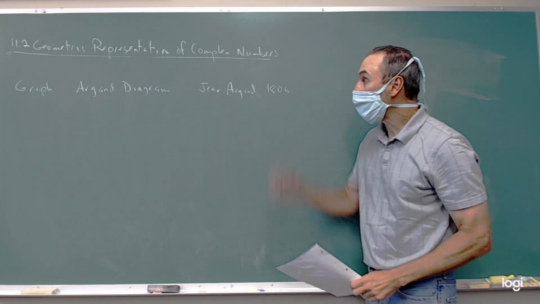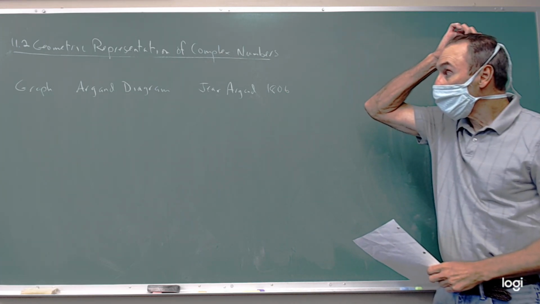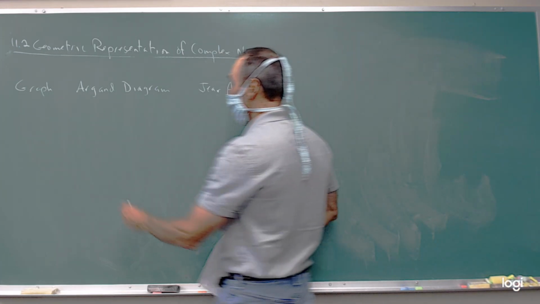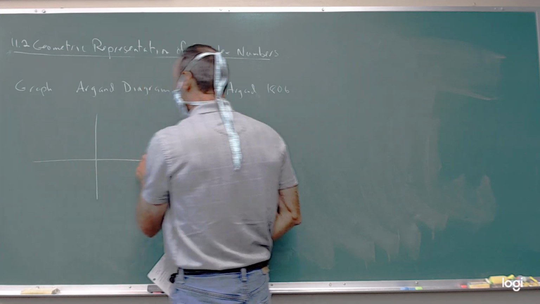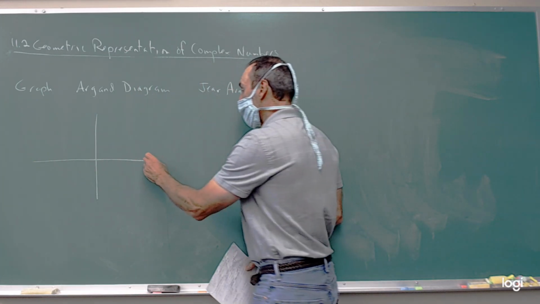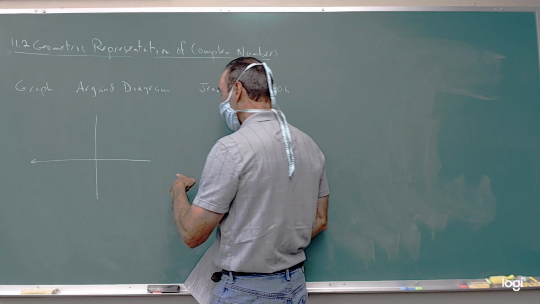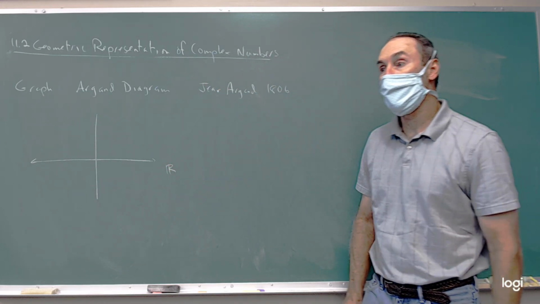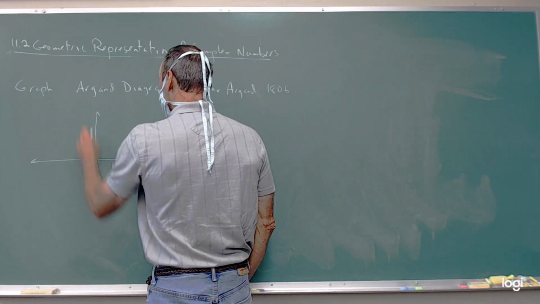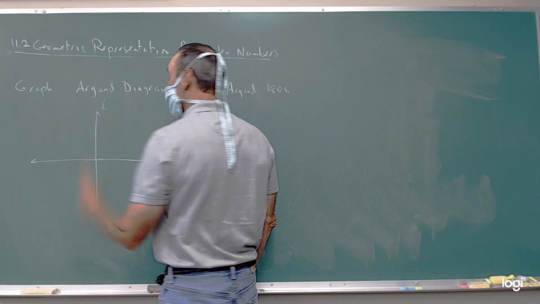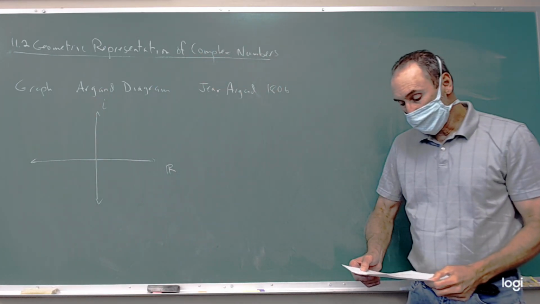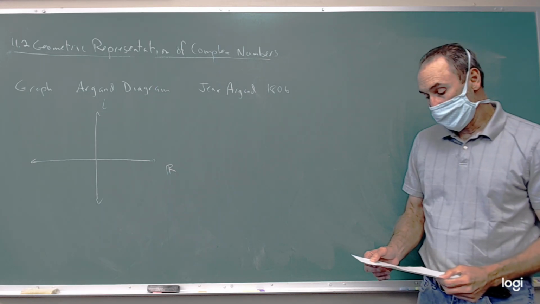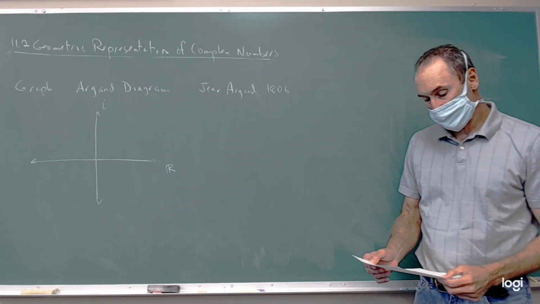He came up with this. So his idea is to take our XY axis and think of the horizontal axis as being the real axis. Those are going to be real numbers. And the vertical axis, those are going to be imaginaries. So what we have is a real axis and an imaginary axis.